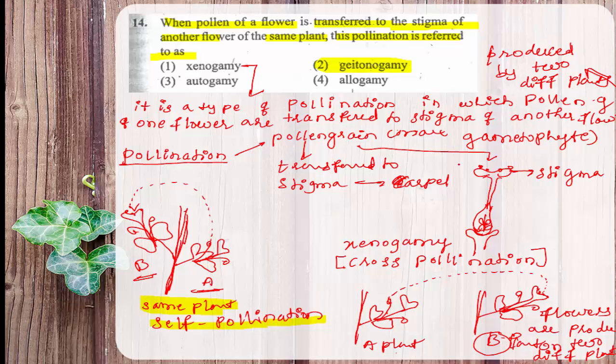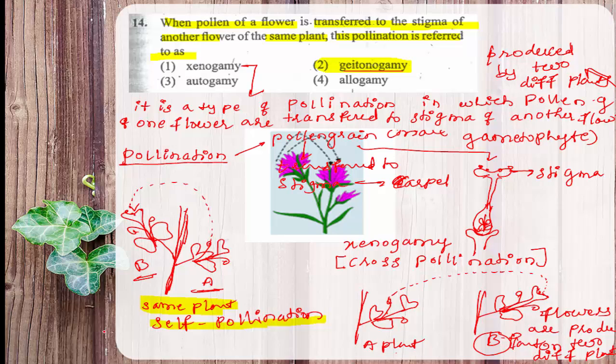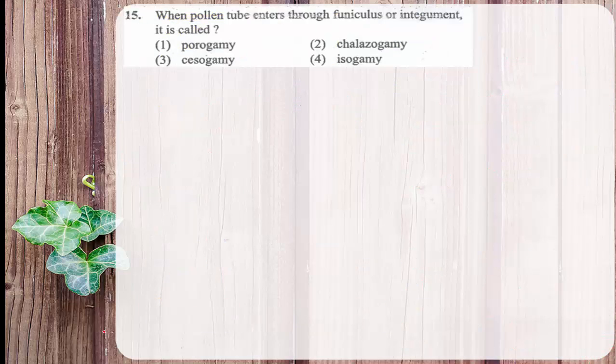If both the flowers are produced by the same plant, if the pollen grains of one flower are transferred to the stigma of another flower, where both the flowers are produced on the same plant, that kind of pollination is called geitonogamy. If two flowers are produced by two separate plants, if the pollen transfer occurs, it is called xenogamy. So this is the answer, and here is the one simple image to show the geitonogamy. Then moving to next question.